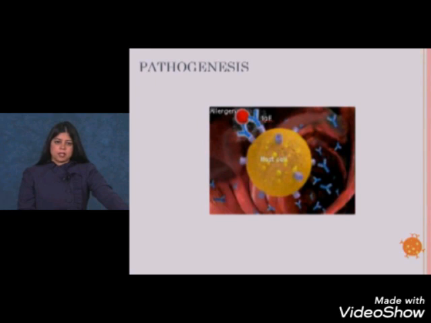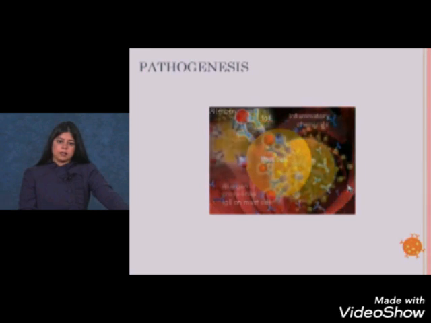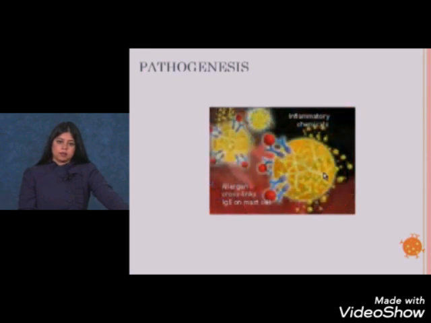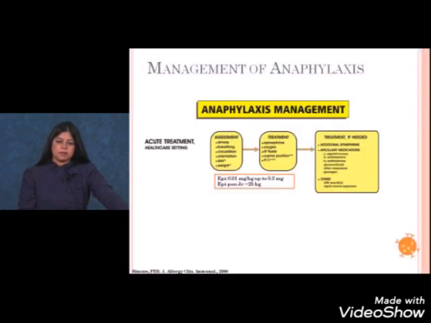So what's the pathogenesis? We sort of touched upon this, but here's your mast cell. You have IgE antibodies here. The allergen comes and binds to the IgE antibodies. There is cross-linking that happens, and when that cross-linking happens, you have inflammatory chemicals that get released, then causing your symptoms. So in terms of the management of anaphylaxis, ABCs always, epinephrine, oxygen, IV fluids.